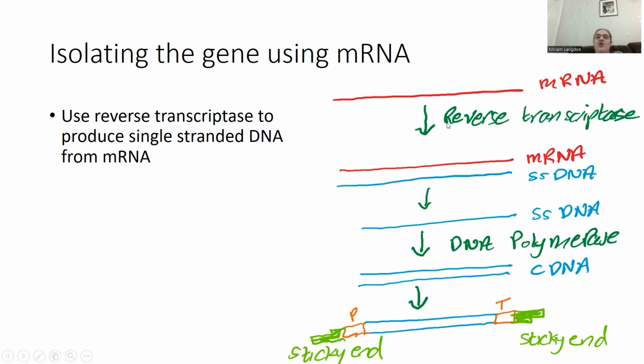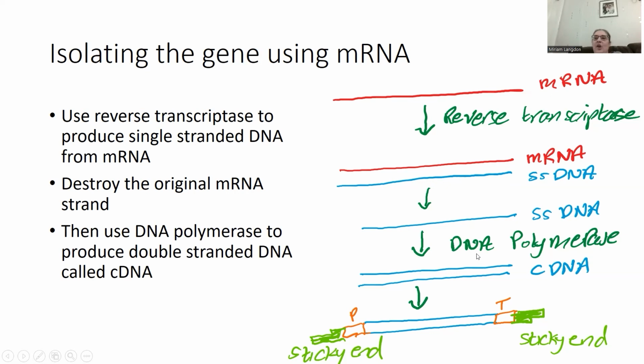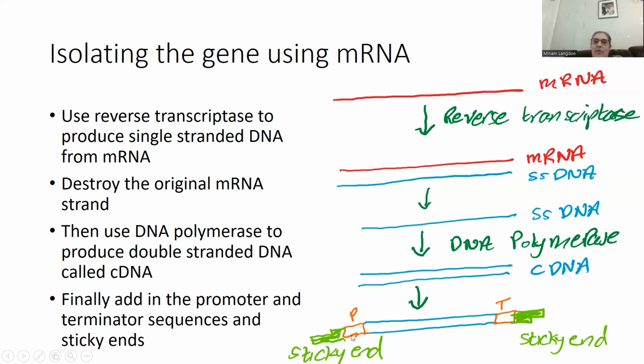So we are basically taking that and we're using that information. So we are using reverse transcriptase to make a copy of the messenger RNA as a form of single-stranded DNA over here. We will then basically destroy our messenger RNA strand. So we've now just got a single piece of DNA, which we can then copy using normal DNA polymerase to get what we call cDNA, shown down here. And finally, we will add to that cDNA our promoter sequence, our terminator sequence, and our sticky ends.